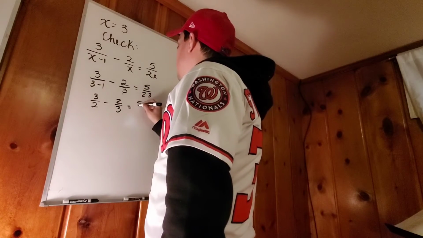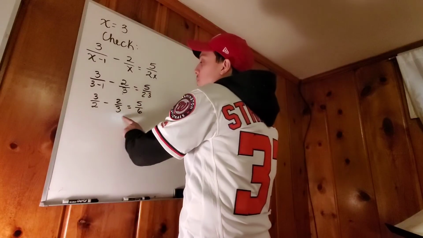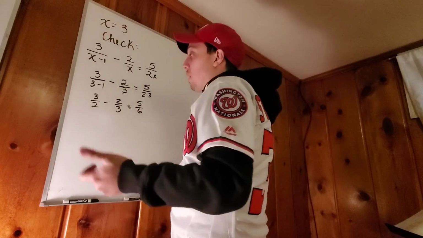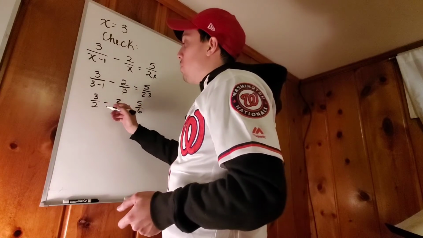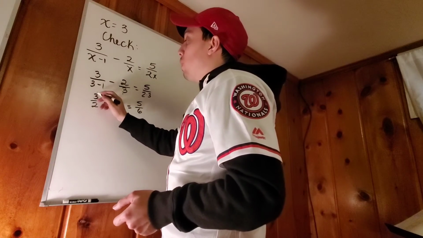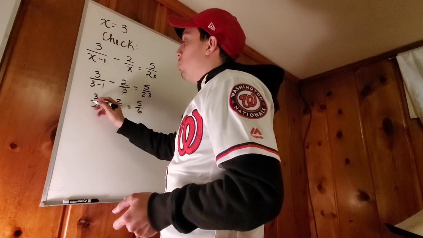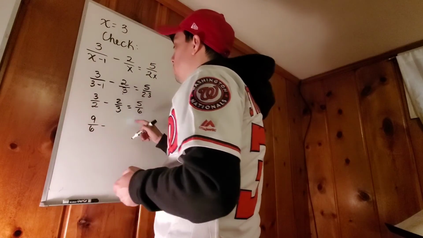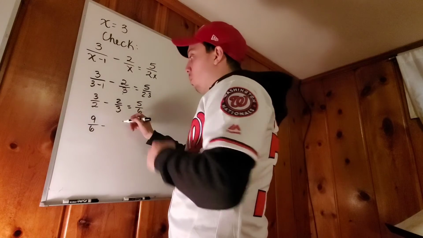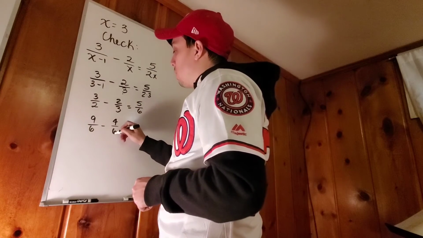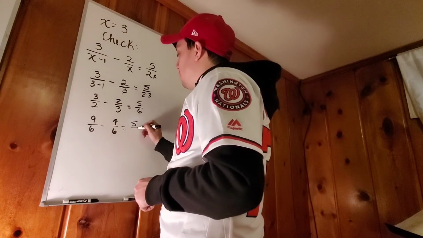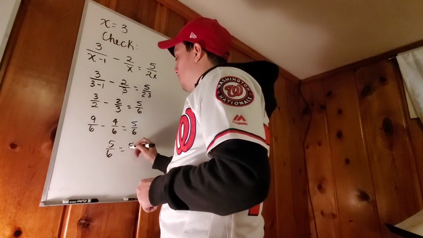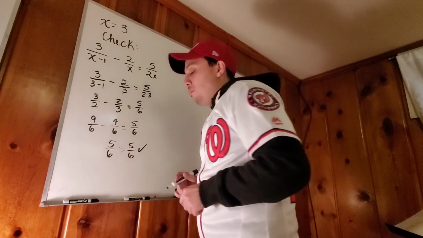equals 5/6. Well, we have to find a common denominator here, unfortunately, because it's a fraction. So the common denominator is going to be 6. What did I do? I multiplied 2 times 3, so it's going to be 9/6 minus, and in here I multiplied by 4. 4/6 is going to be 5/6. Look at that. 5/6 equals 5/6. Boom. Checked.